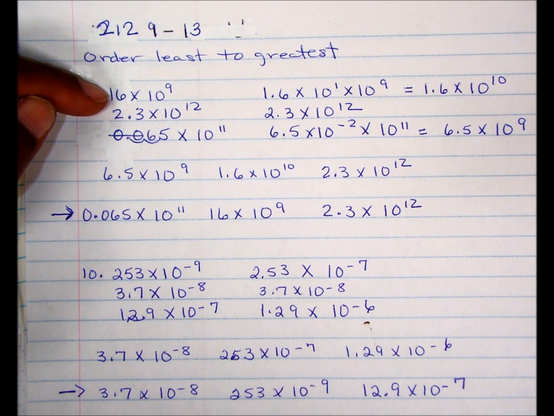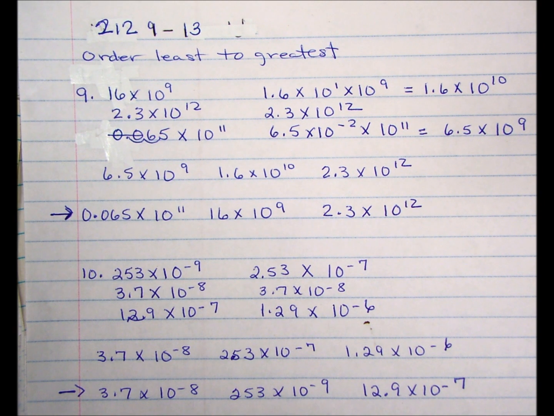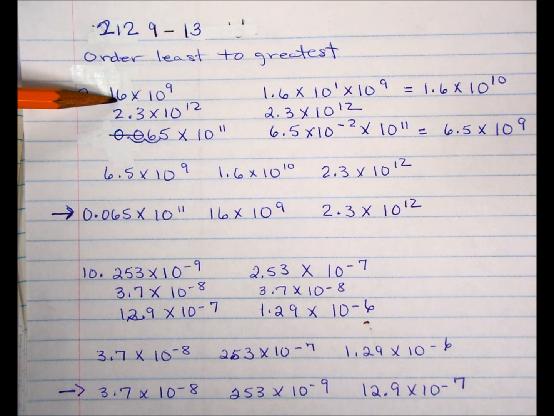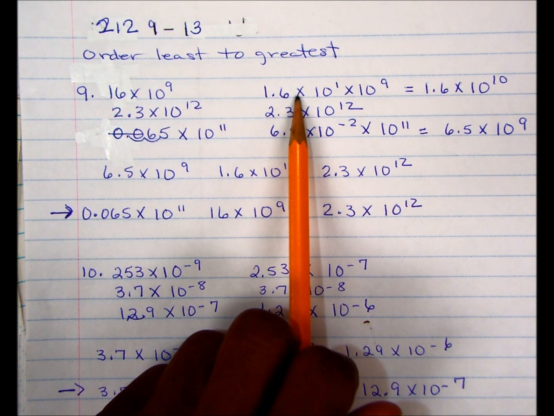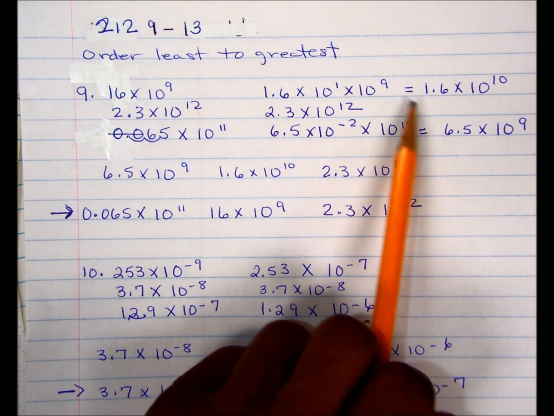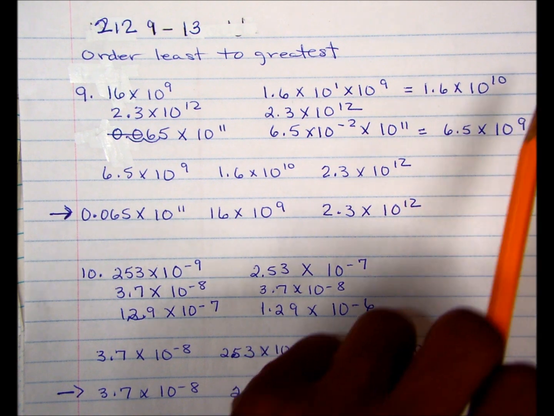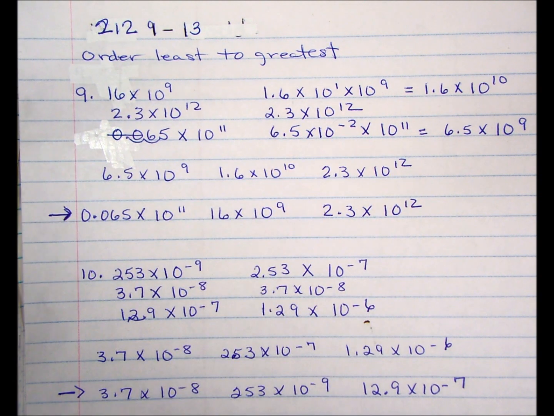The first one, 16 times 10 to the 9, is not in scientific notation, because the first number in scientific notation cannot be any larger than 9 and any smaller than 1. So we had to move this one space, so it would be 1.6 times 10 to the first power times 10 to the 8th power, which would be 1.6 times 10 to the 10th power. Now this one is in scientific notation, 2.3 times 10 to the 12th power. So we just had to move that one over.